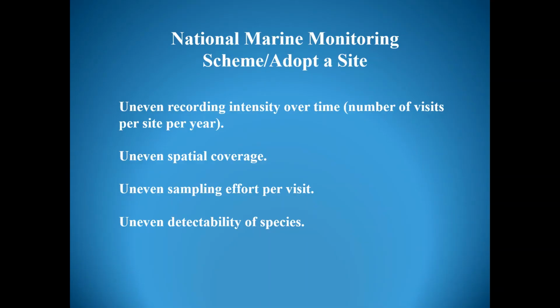But the project that we're really pushing at the moment is the National Marine Monitoring Scheme adopted site. There are 4 basic problems that all citizen science projects tend to have. You have uneven recording, as people dive more in the summer. Uneven spatial coverage, as people dive near where they live or they dive at night sites. And uneven recording effort, which is that people spend more time in the water during the summer, but also people can identify different things.